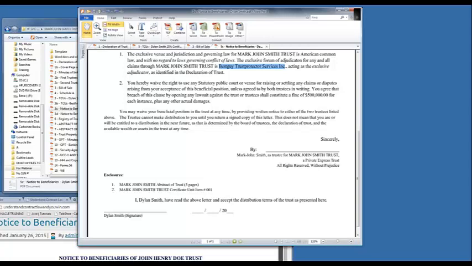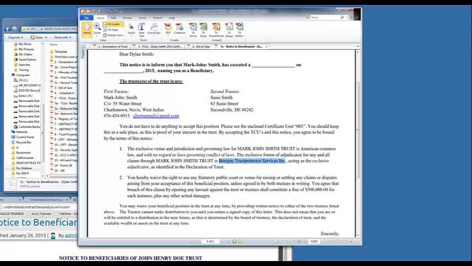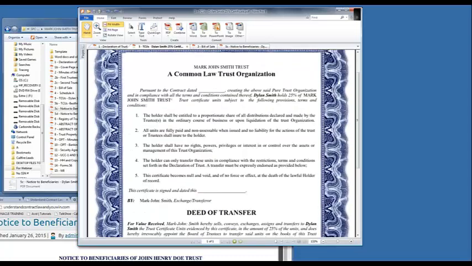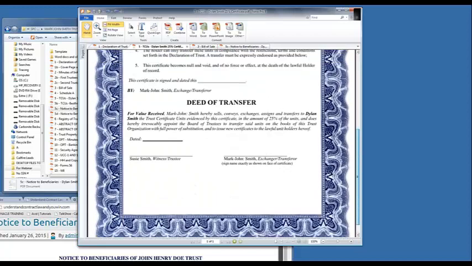I, Dylan Smith, have read the above letter and accept the distribution terms of the trust presented here. Signature, date. Okay, but you notice at the top it says you do not have to do anything to accept this position. Their acceptance of the money, the certificate, is the consideration. You guys have all heard contract law. If you send an instrument and the other person keeps it, is there a contract? Haven't they accepted that? I'm sure you guys have learned that through Creditors in Commerce, Winston Trout audios, some of our material, our YouTube stuff. If you send them the money and they keep it, right?